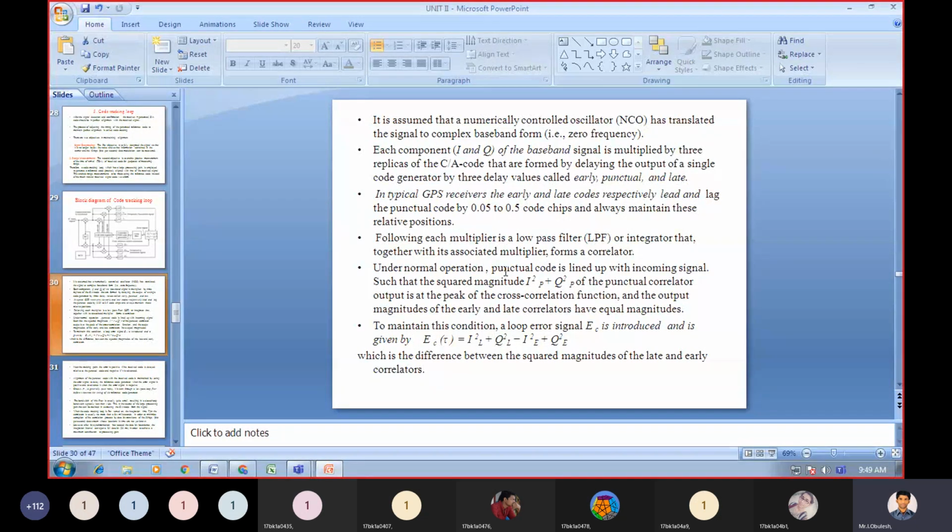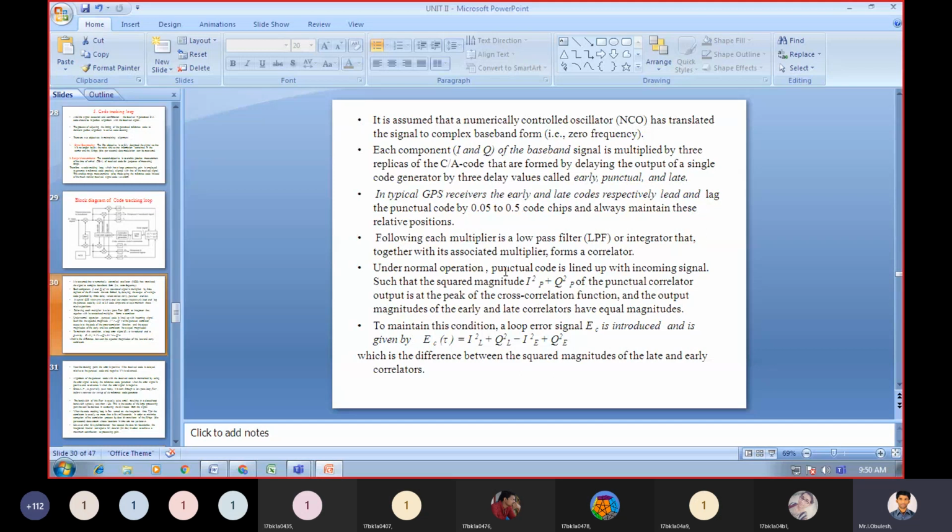In typical GPS receivers, the early and late codes respectively lead and lag the punctual code by 0.05 to 0.5 code chips, and always maintain these relative positions.